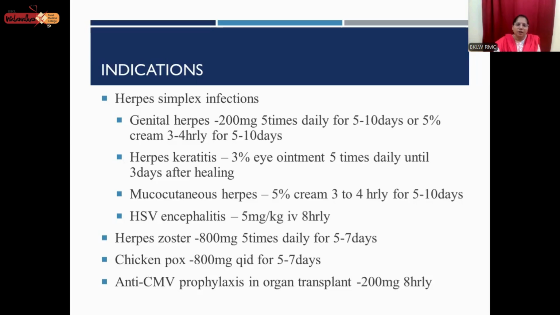Herpes zoster: 800 mg 5 times daily for 5 to 7 days. Chickenpox: 800 mg QID for 5 to 7 days. For cytomegalovirus infections, prevention: prophylaxis can be started with acyclovir in organ transplant patients, 200 mg every 8 hours.